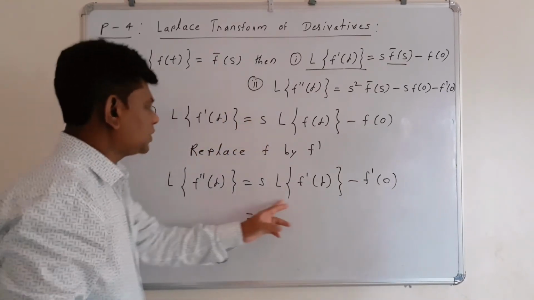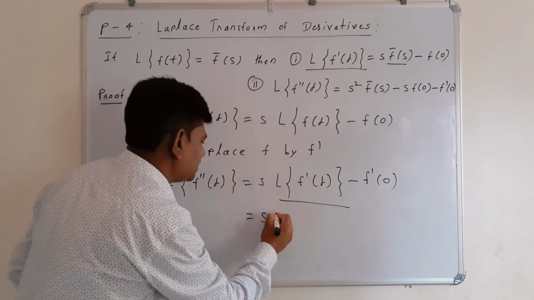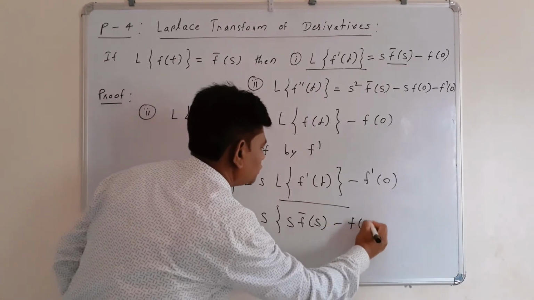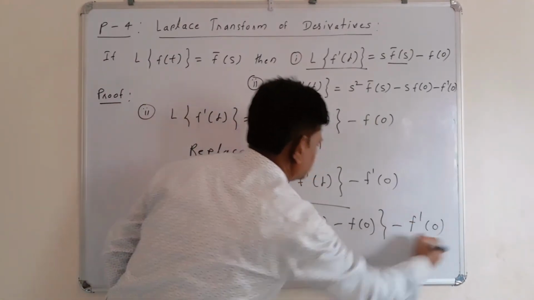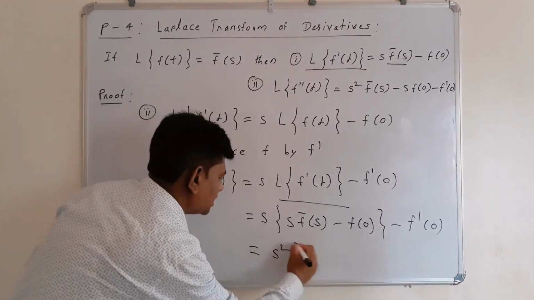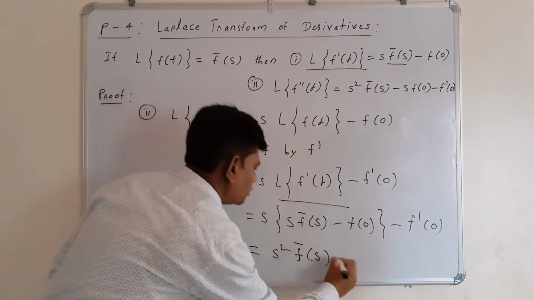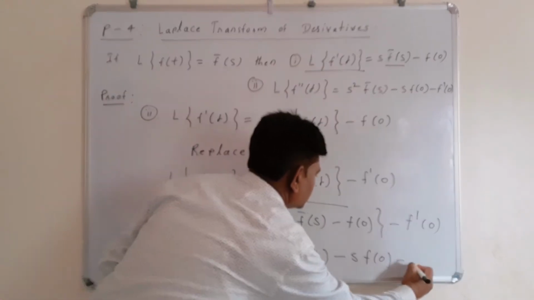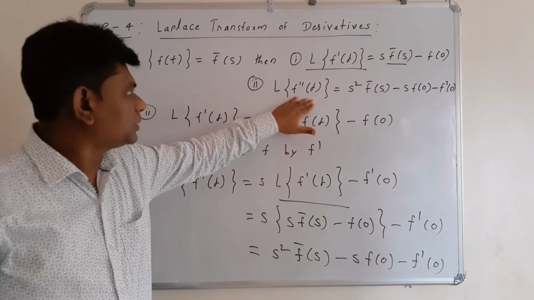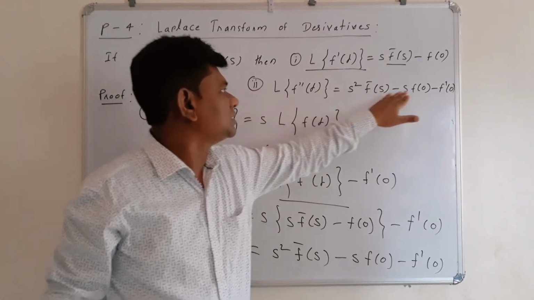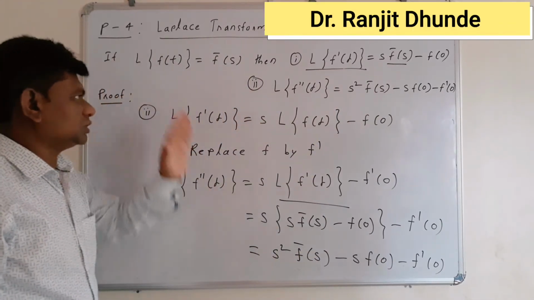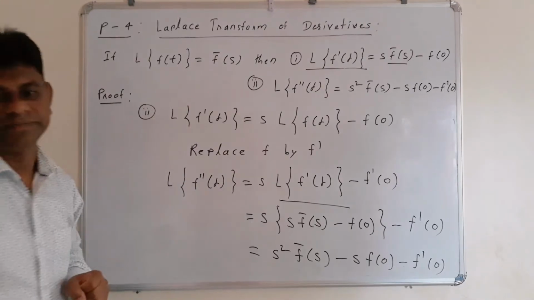Now the Laplace transform of f'(t) is s times f bar(s) minus f(0), minus f'(0). Now s times s, the answer is s squared f bar(s), s times f(0), minus f'(0). So therefore Laplace transform of f''(t) is equal to s squared times f bar(s) minus s times f(0) minus f'(0). This is the proof of the second part.